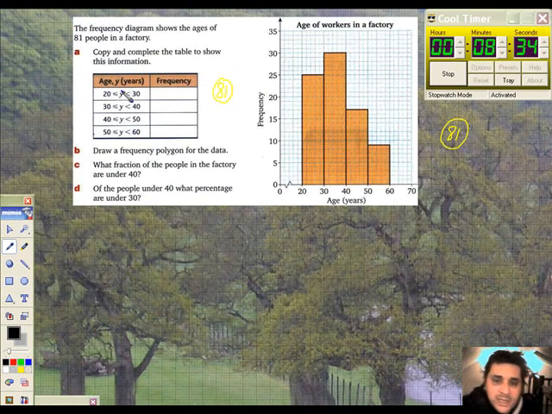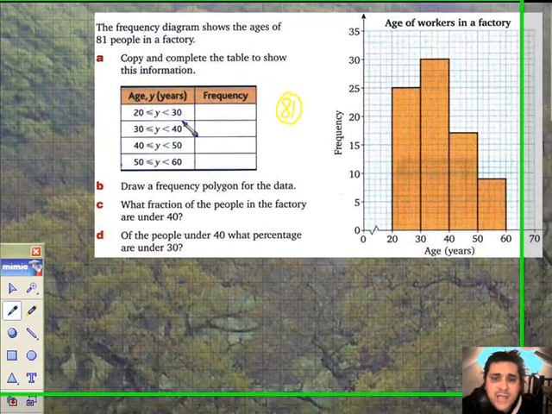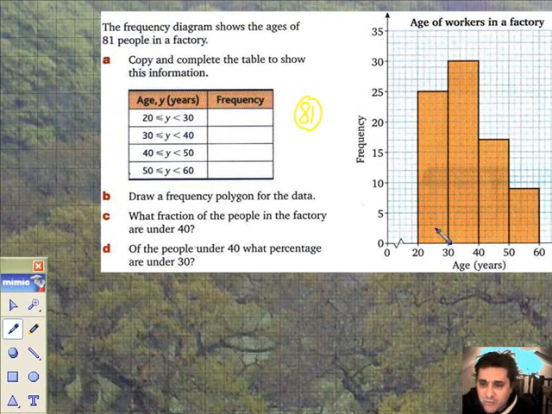But what I will do is take the midpoint of 20 and 30 and call it 25 and plot it directly on their one. And look, I know the frequency is 25. I'm just going to come along and do that. Between 30 and 40, the frequency is 30. I'm going to do that.